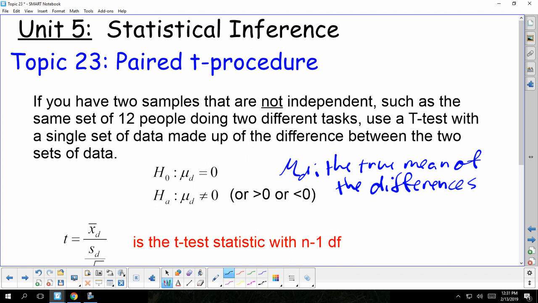So if you have two samples that are not independent, such as the same set of 12 people doing two different tasks, or like we just did with the chocolate chips and the peanut butter chips, 20 people doing two different tasks, we're going to use a t-test with a single set of data made up of the differences between the two sets of data. The key advantage to this is that it reduces variability, and it makes it much easier to detect a difference between the two groups.